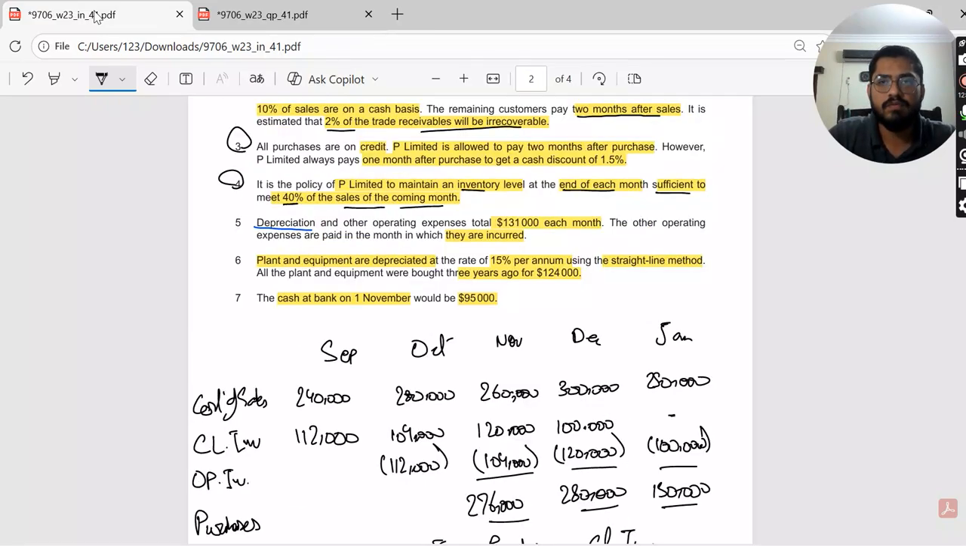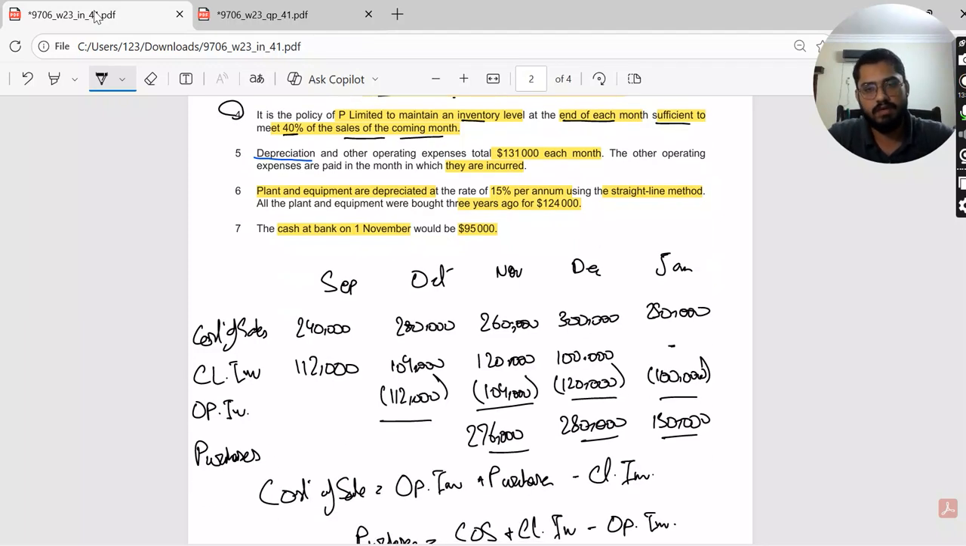And what does it say about the payments? So it says that all purchases are on credit and P Limited is allowed to pay 2 months after purchase. However, P Limited always pays 1 month after purchase to get a cash discount.